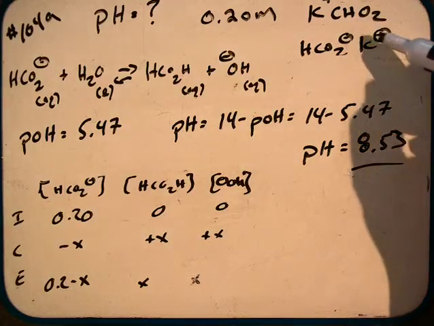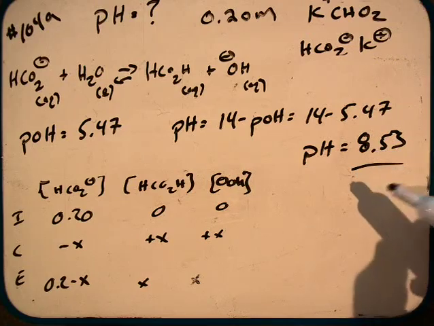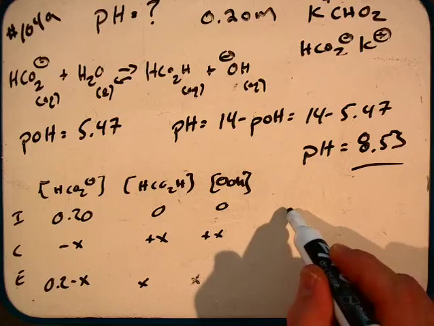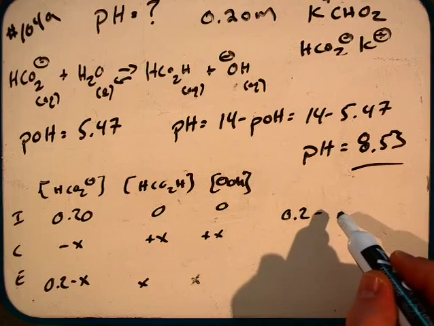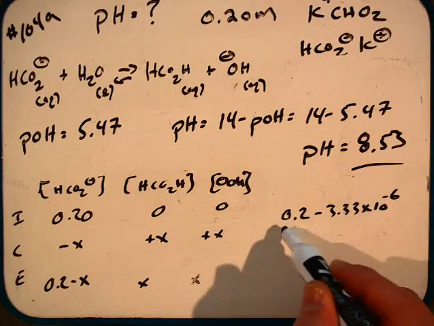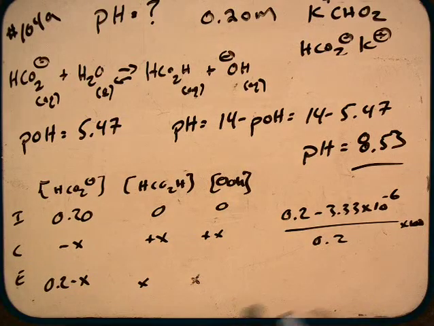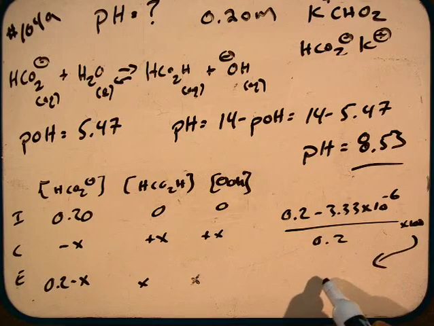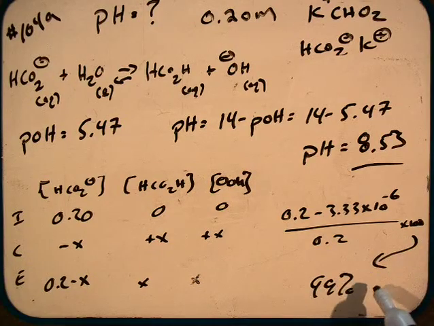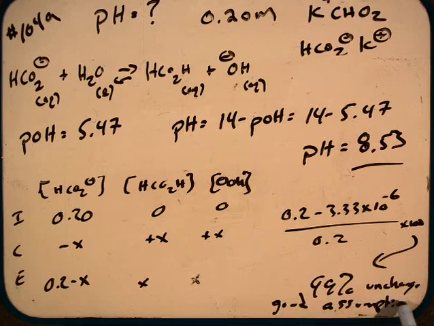Yes, because we're starting with a conjugate base, so we should expect an alkaline pH or something greater than 7, which we do. And since we did make an assumption, we should check it. We started with 0.2 for a concentration of formate. Our 3.33 times 10 to the negative 6 was our change, and when we do that, we get 99% unchanged in that starting material, and so that means that we made a good assumption. And so our pH of 8.53 is correct.